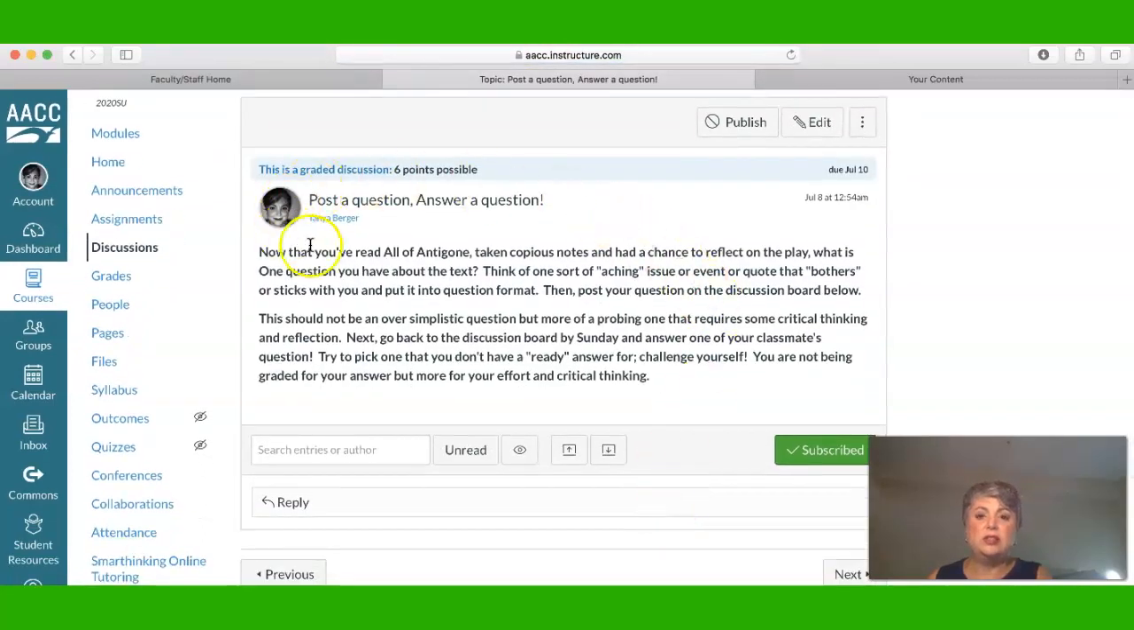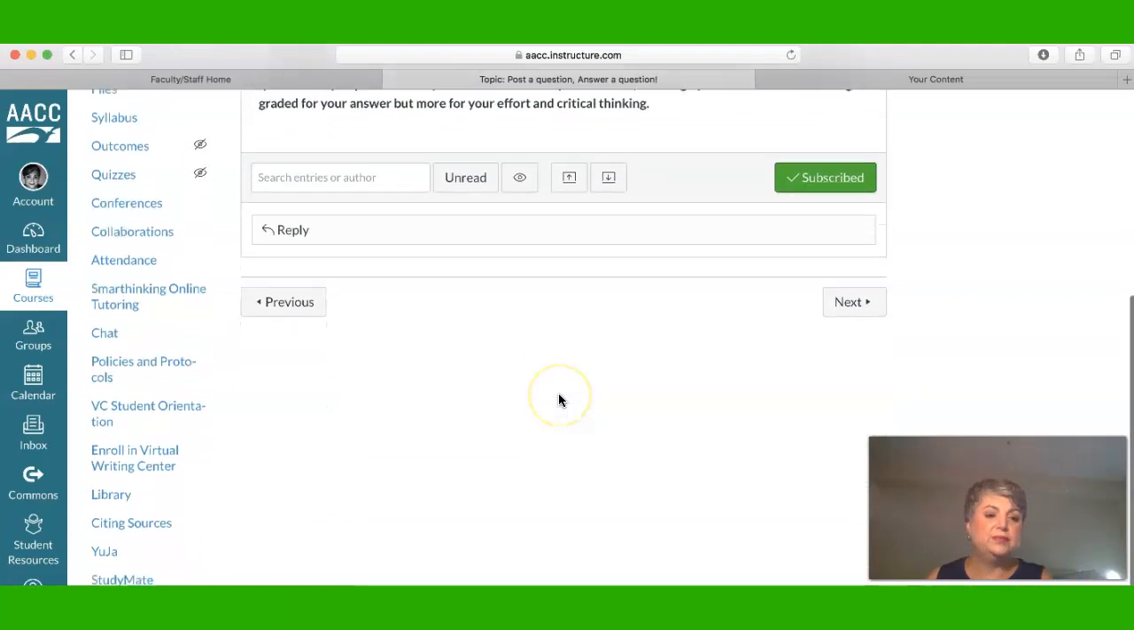Here's our class discussion board. Post a question, answer a question. Now that you've read all of Antigone, taken copious notes, and had a chance to reflect on the play, that was the previous task, what is one question you still have about the text? So you're going to post a question, make sure you read all of the directions, and then go back a couple days later and engage one of your classmates and answer a question. And that is worth 6 points.